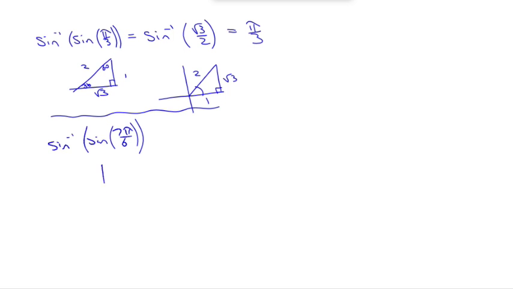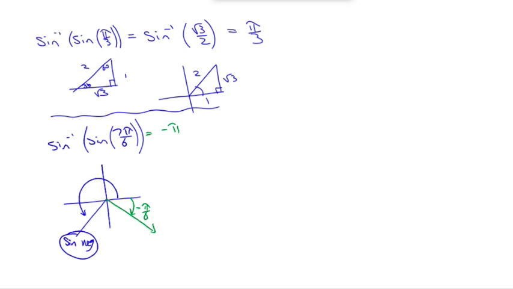If we drew 7 pi over 6, what quadrant would it land in? Third quadrant, so you'd have this angle down here for 7 pi over 6. In the third quadrant, sine is negative. So what you have to do is find the right quadrant that sine inverse actually works in that is still negative. What quadrant would that be? Fourth. So you have to reference your angle into the fourth quadrant. What is the measure of that angle? Negative pi over 6. So the answer here is negative pi over 6.